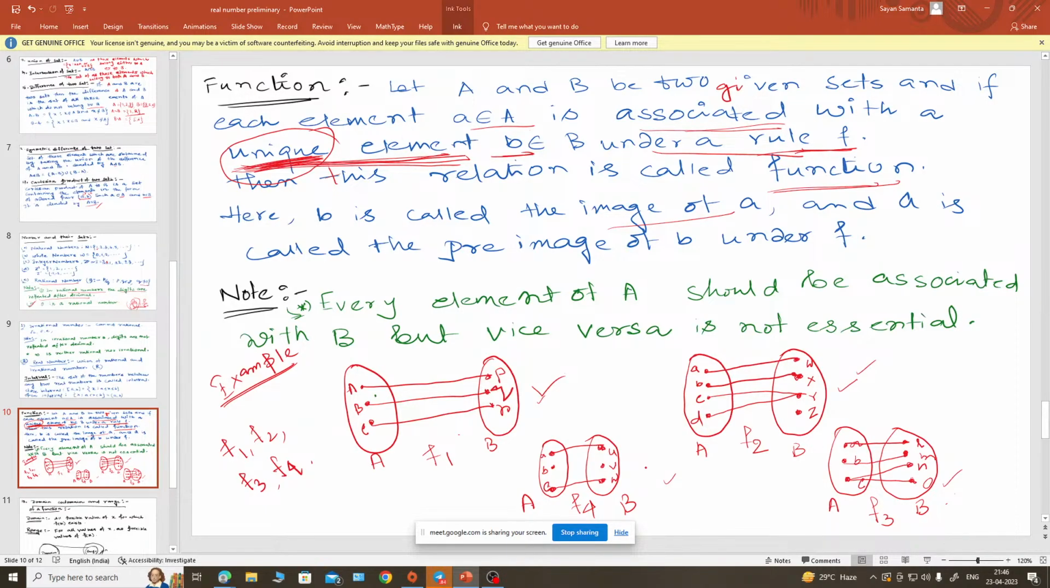F1, F2, F3, F4, which are functions or which are not functions. Please comment.